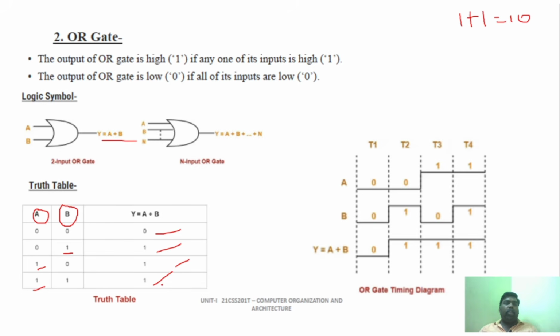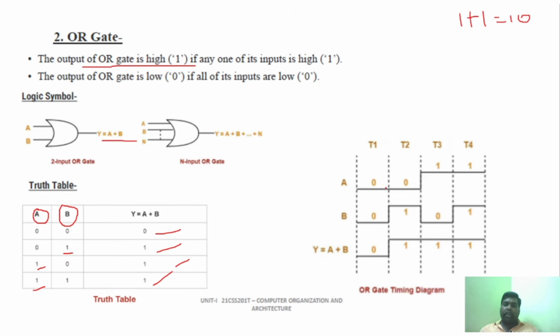Then the output will be 1, correct? That is, the output of the OR gate is high if any one of the input is high, correct? If any one input is high, the output will be high, right? And similarly, you know that if both the inputs are 0, the output is low, right? And I already explained the gate timing diagram as well, right?